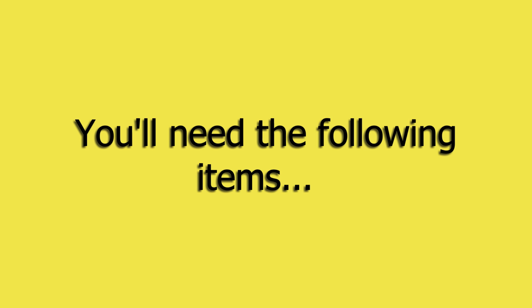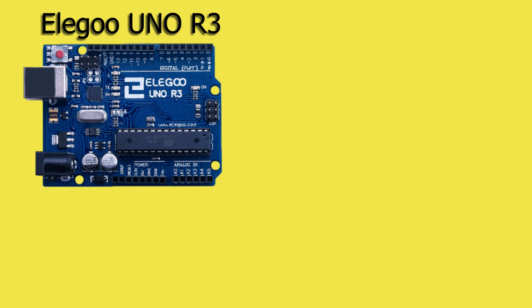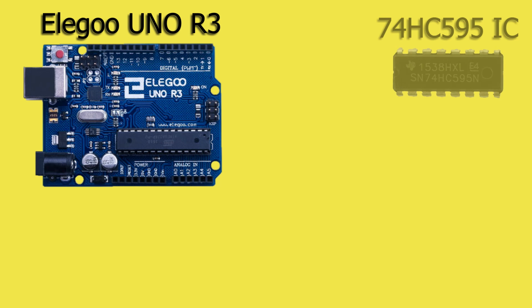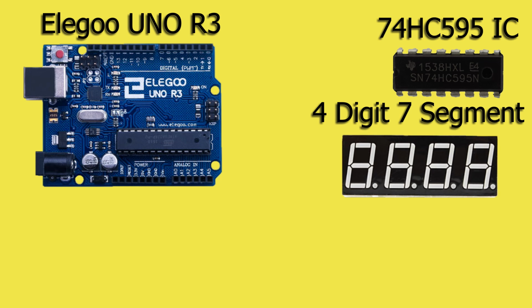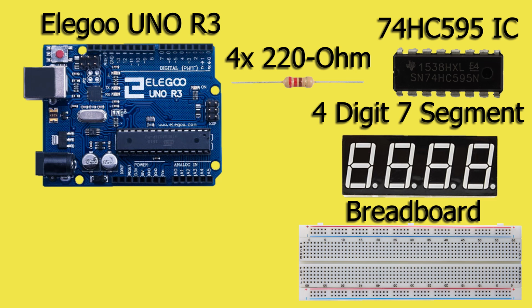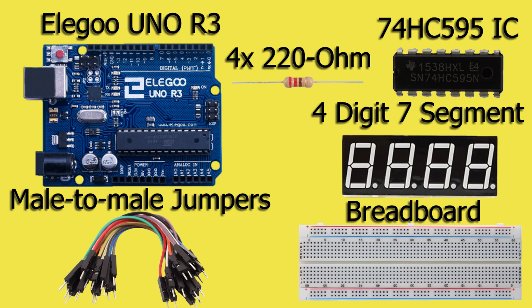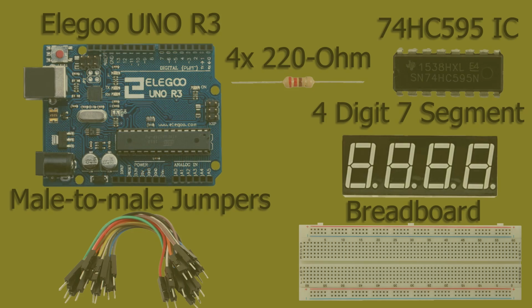For this part of the lesson, we'll need the following items from your kit: the Elegoo UNO R3 board, the 74HC595 shift register IC, the 4-digit 7-segment display, 4 220 ohm resistors, the breadboard, and a bunch of male-to-male jumper wires.